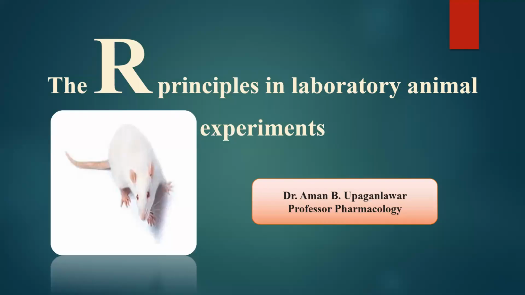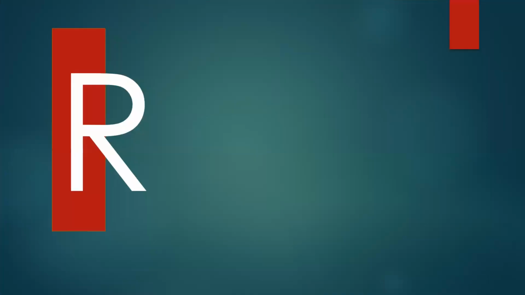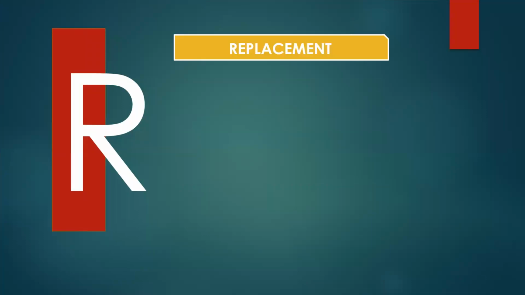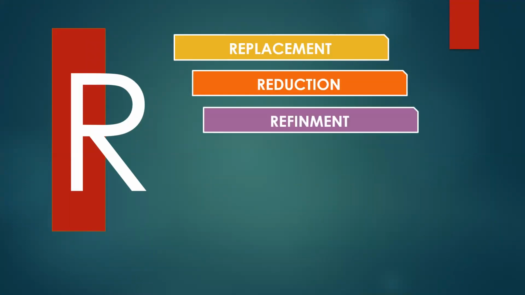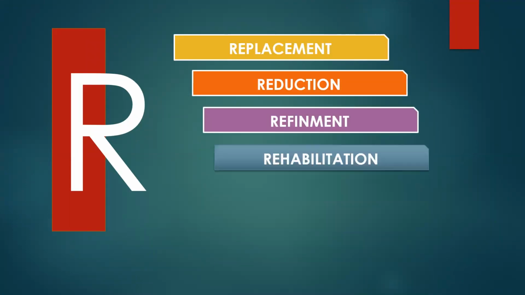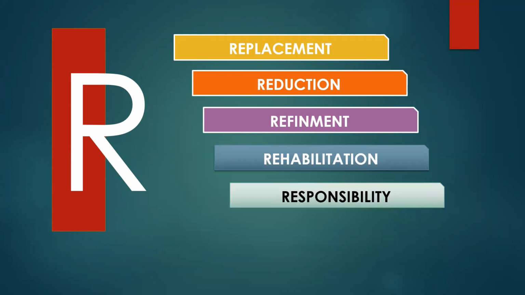Hello friends, today we are going to discuss the R principles in laboratory animal experiments. Initially there were 3R principles, and then it was suggested to introduce 2 more R's. What are those R's? Let's see. So the 5 R's are replacement, the first R; reduction, the second R; refinement, the third R; rehabilitation, the fourth R; and responsibility, the fifth R.